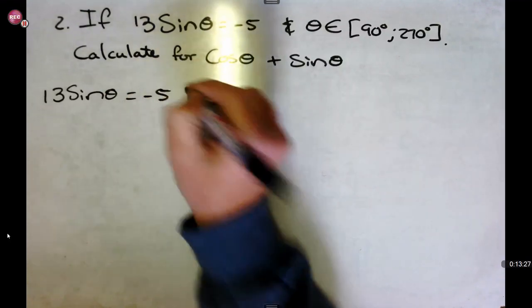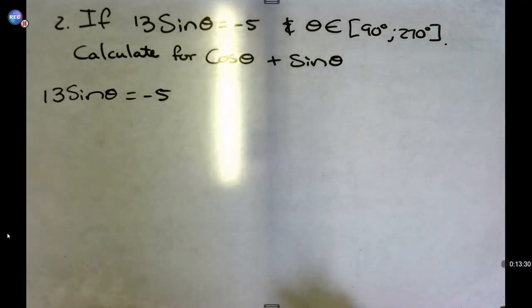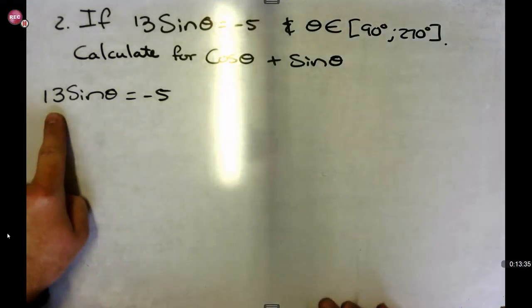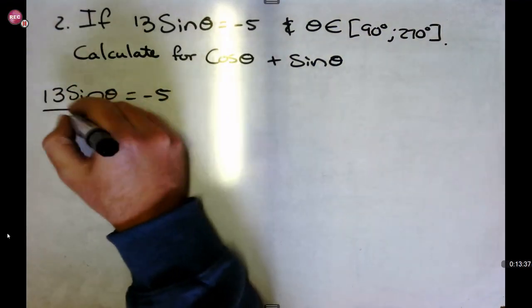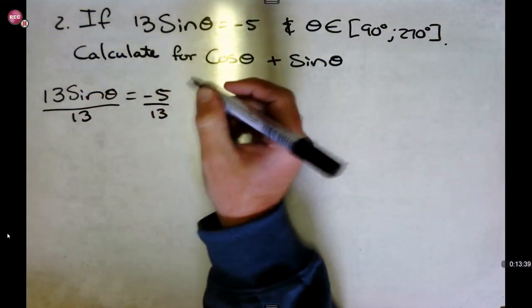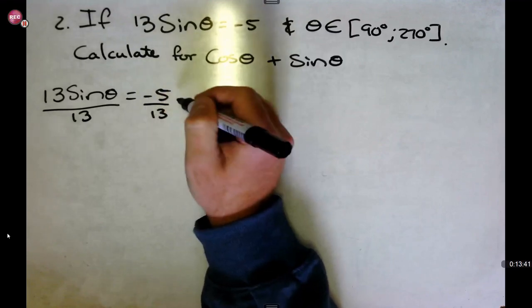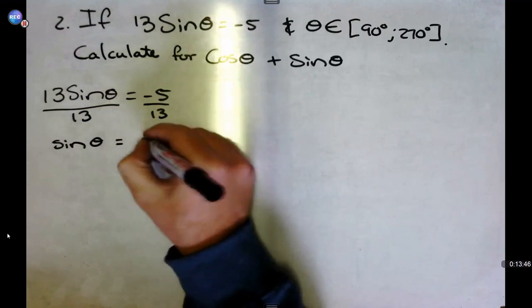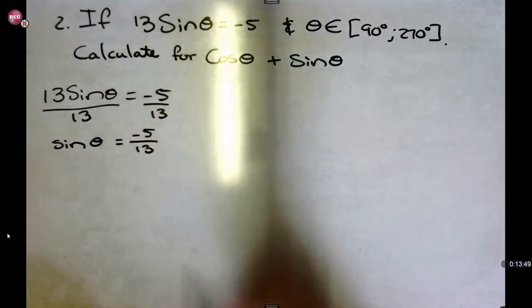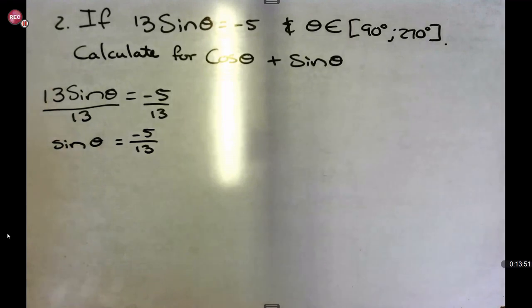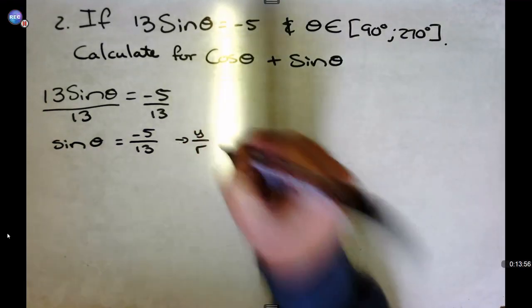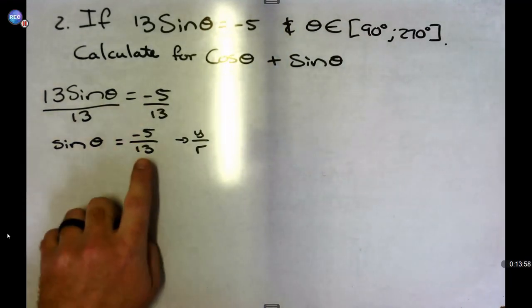theta equals -5. First things first, if you were following us since the beginning, you would know that you want to get rid of the 13 first. So you need to divide by 13 both sides, because obviously you need to create a ratio for sine. So therefore sine theta is equal to -5 over 13. And you need to know that the ratio for sine is y over r. So you've got a y value and you've got a hypotenuse over here.